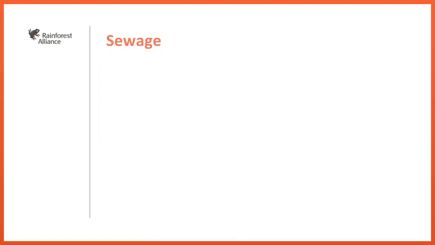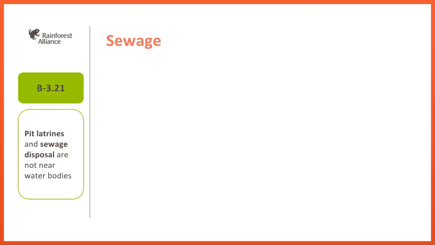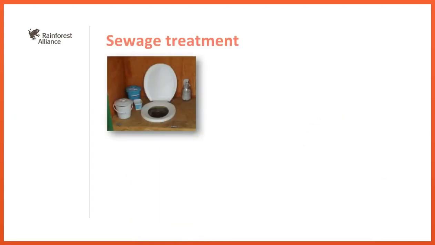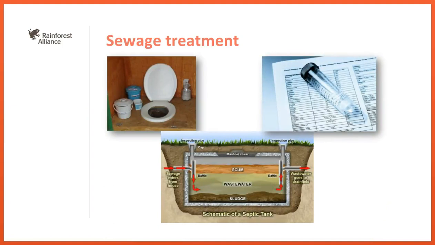You have to be careful about where to put pit latrines and sewage disposal sites. Criterion B 3.21 says that they should not be near water bodies. If they are near water sources, as you can see in the illustration, drinking water can be contaminated from sewage. Farms have to map the location of pit latrines and sewage disposal sites to demonstrate that they are sufficiently far from water sources.